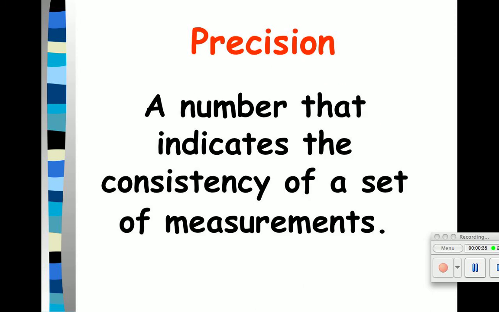Precision is defined as a number that indicates the consistency of a set of measurements. So I want to take a person's temperature. I know a person's temperature should be 98.6 degrees Fahrenheit. That's the average temperature for humans. And when I take the temperature, the first time I take it, I get 98.6, what I was expecting. The next time, a few minutes later, I take it and I get 104.7. And then a few minutes later, I get 92.7. And then a few minutes later I get 72.9. So these numbers are not very close at all. They're not very consistent. So I'm not being very precise.